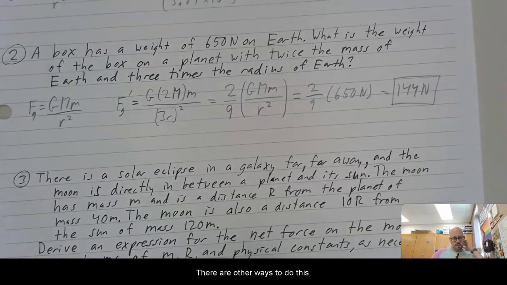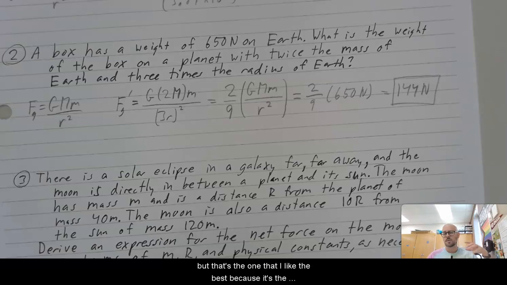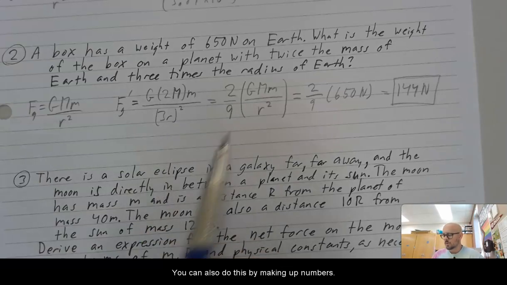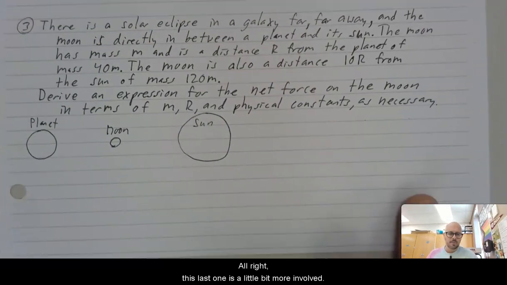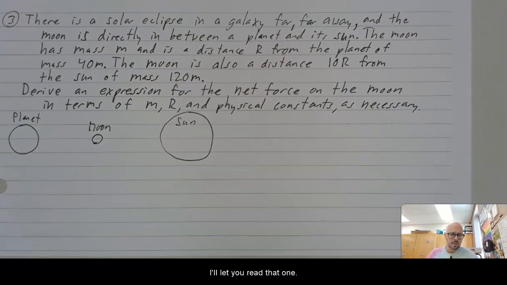There are other ways to do this, and I might explore that during class, but that's the one that I like the best because it's the quickest for me to do in my head. You can also do this by making up numbers. All right, this last one is a little bit more involved. I'll let you read that one.